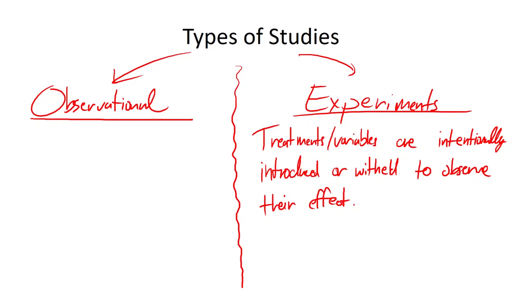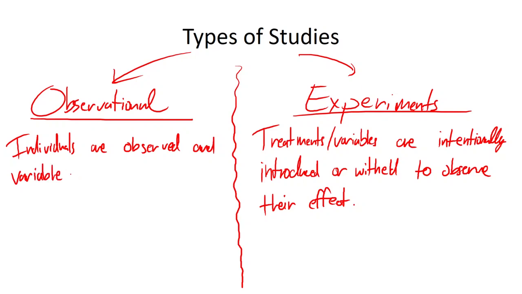Observational, though, in an observational study, individuals are just observed and variables are recorded without any attempt to influence outcomes.